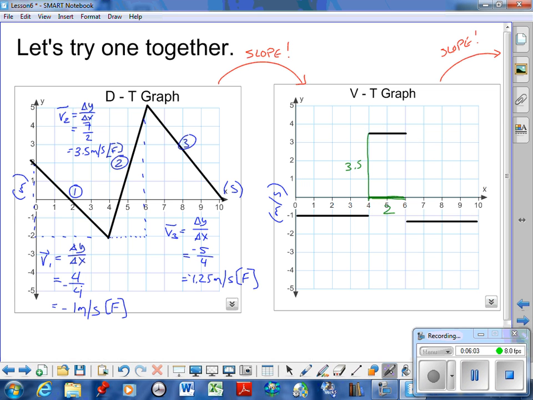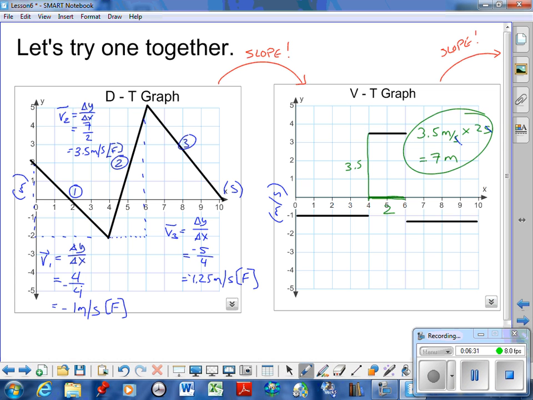Well, I'm going to redo that again. So 3.5 is my velocity. So 3.5 meters per second multiplied by 2 seconds. So the seconds would undo each other, cancel each other out. So I'm left with 7 meters. So when you calculate that, you are finding your displacement, because if you look back, the displacement was 7 meters.